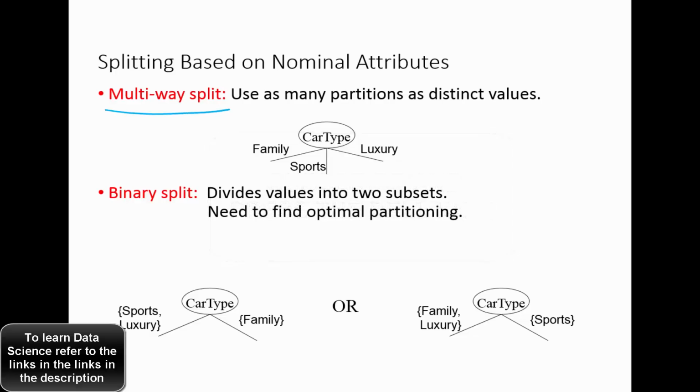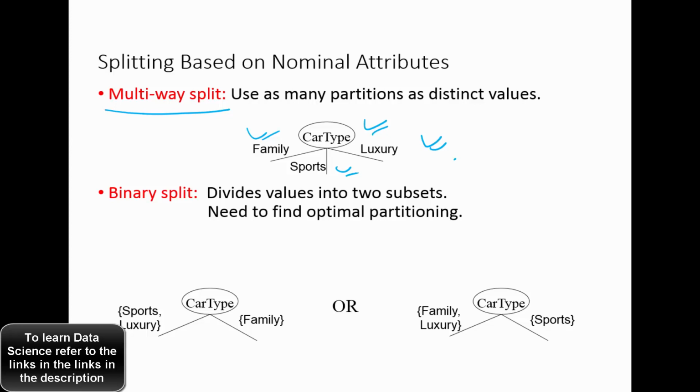This is a multi-way case where there are many partitions for a distinct value. For instance, the example could be car type. It could be a family car, a sports car, or a luxury car. So your criteria could depend on what kind of categories you have.